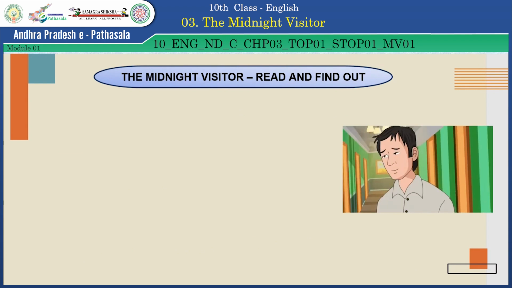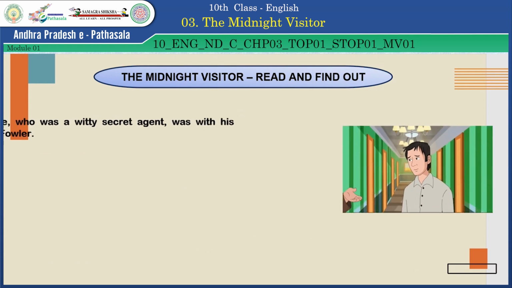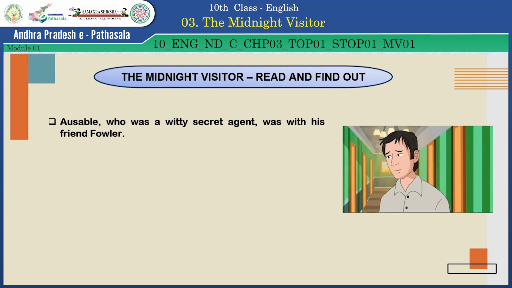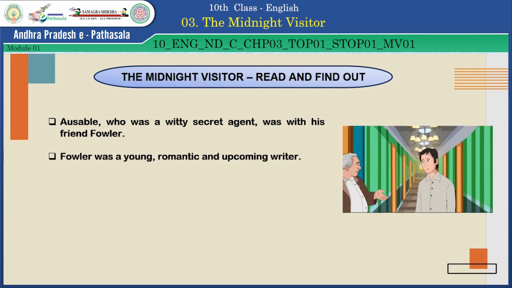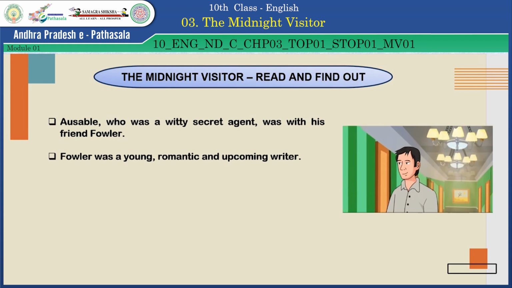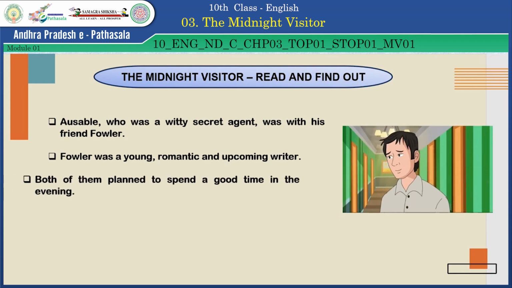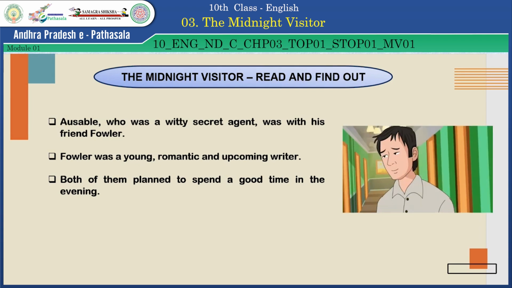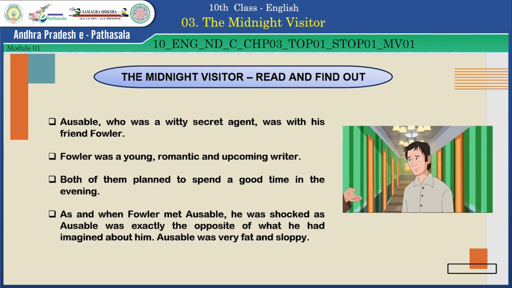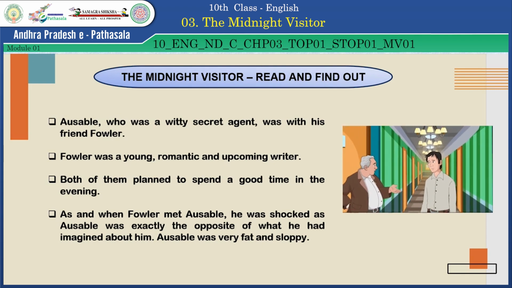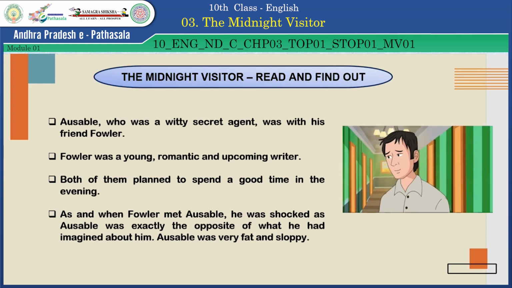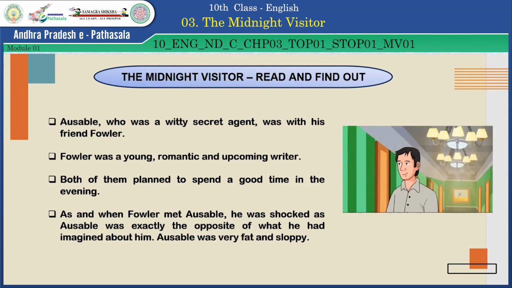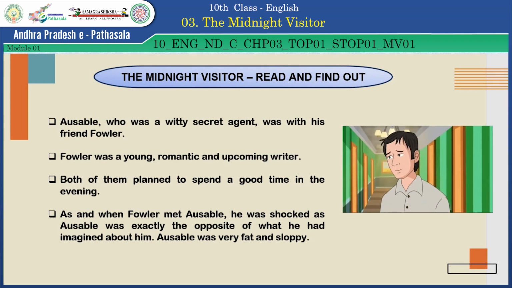The Midnight Visitor. Read and find out. Asbel, who was a witty secret agent, was with his friend Fowler. Fowler was a young, romantic and upcoming writer. Both of them planned to spend a good time in the evening. As and when Fowler met Asbel, he was shocked as Asbel was exactly the opposite of what he had imagined about him. Asbel was very fat and sloppy.